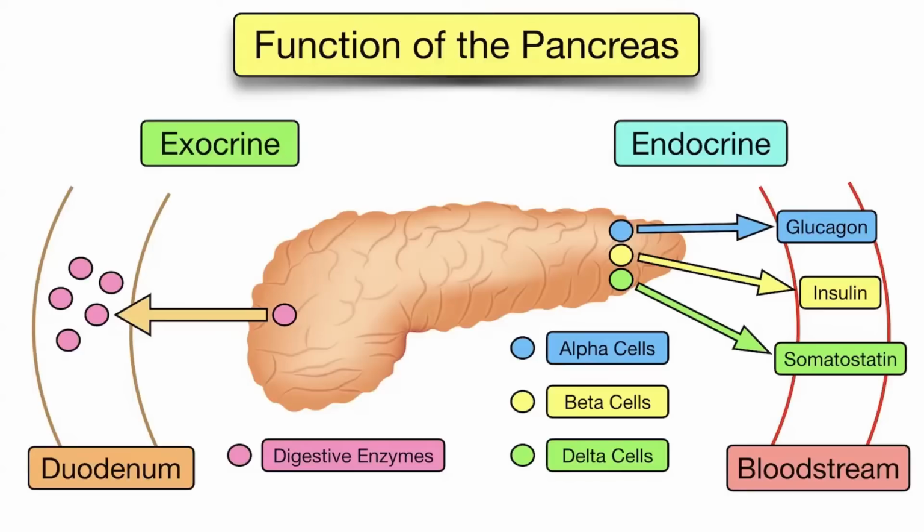and that is the endocrine. So in the pancreas, we have alpha cells, beta cells, and delta cells, and each of them has specific hormones that they secrete. Alpha cells secrete glucagon, beta cells secrete insulin, and delta cells produce somatotropin. So each and every cell in the pancreas has its own function.